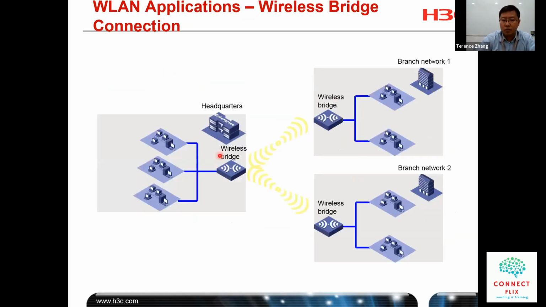On the contrary, another kind of design is called wireless bridge. You can see the radio is between the wireless bridges, right? So this kind is a wireless bridge connection. So these two definitions are based on the different use of the AP, right?